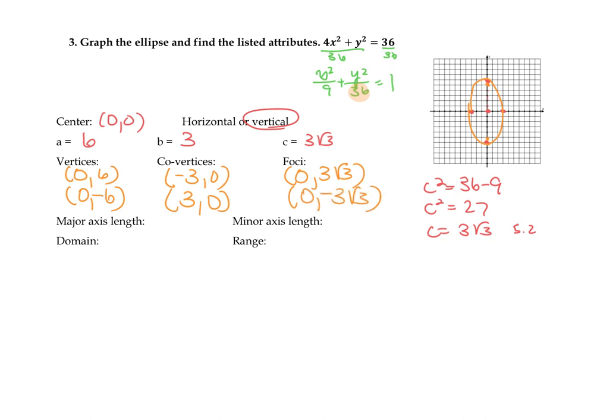My major axis, since the A is 6, it's 12. The minor axis, since B is 3, it is 6. My domain, the farthest left I go is negative 3. The farthest right is positive 3. My range, the farthest down is negative 6. And the farthest up is positive 6.